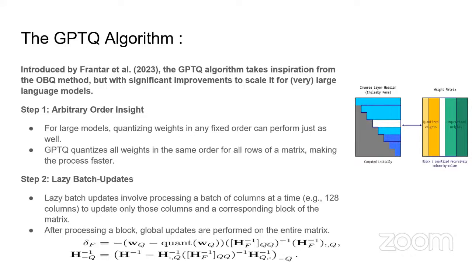Then there are lazy batch updates. In lazy batch updates, instead of updating every column individually, GPTQ processes a batch of columns at a time. For example, it will take, suppose, 128 columns at a time to update the weights, updating all those and the corresponding block of the matrix. After processing each block, a global update is applied across the entire matrix, which helps maintain the accuracy while improving the efficiency.